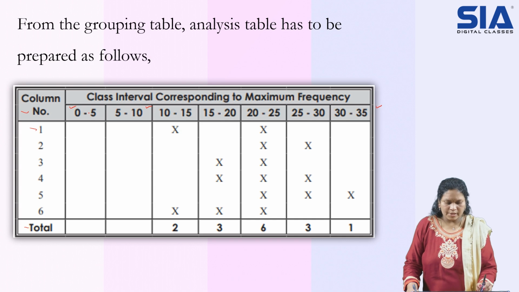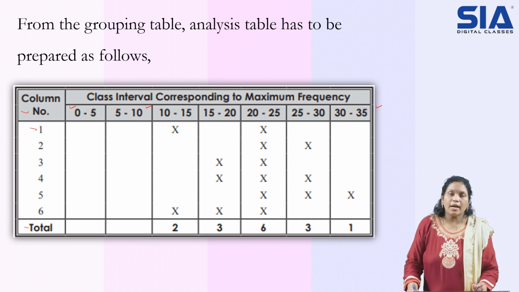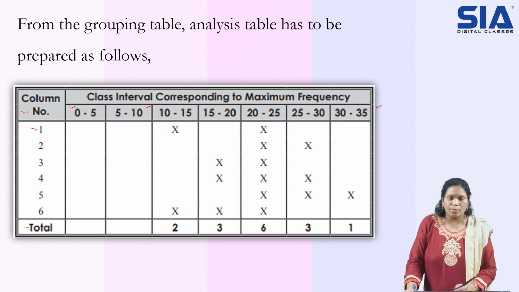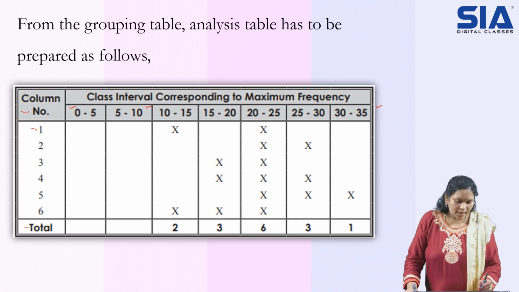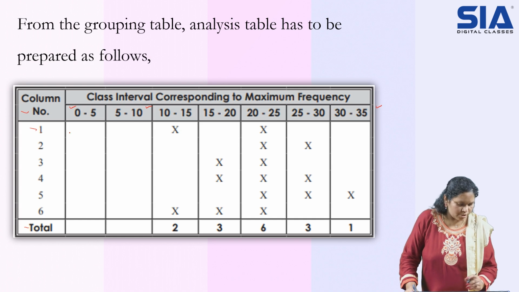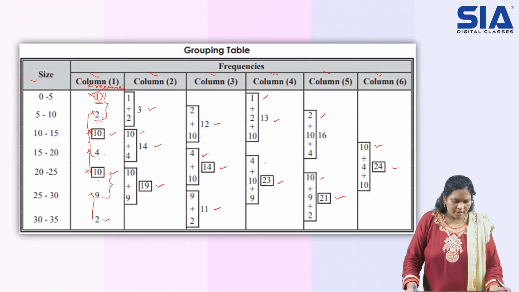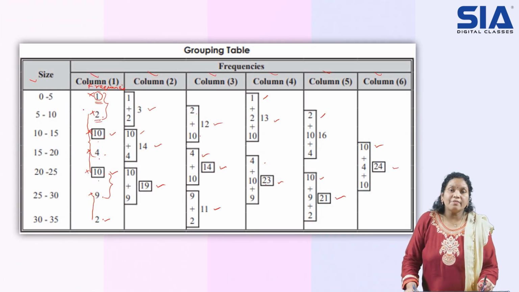So how many class intervals we have, that many columns you make. Now let us go for identifying the analysis table. How to do the analysis table, let us check it out. So here what we have to do is, like first column, let us go back and check it out here. First column, what is the highest value we have?